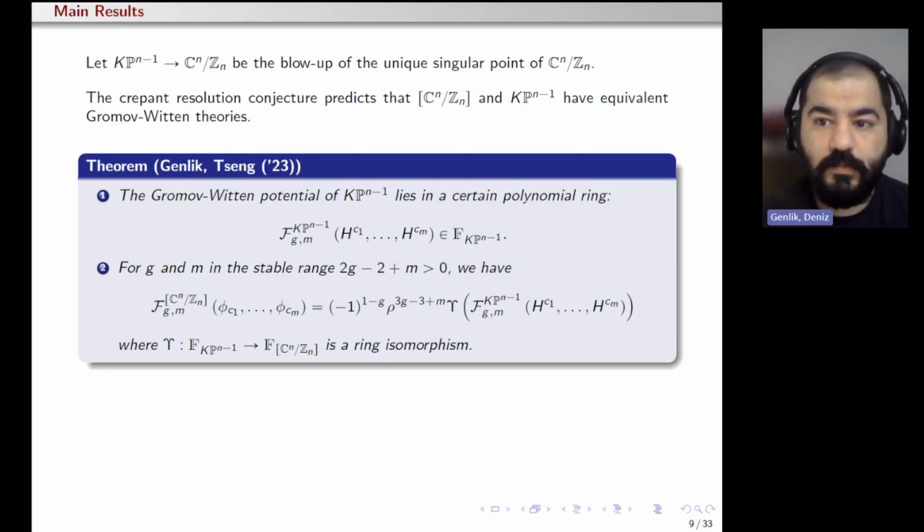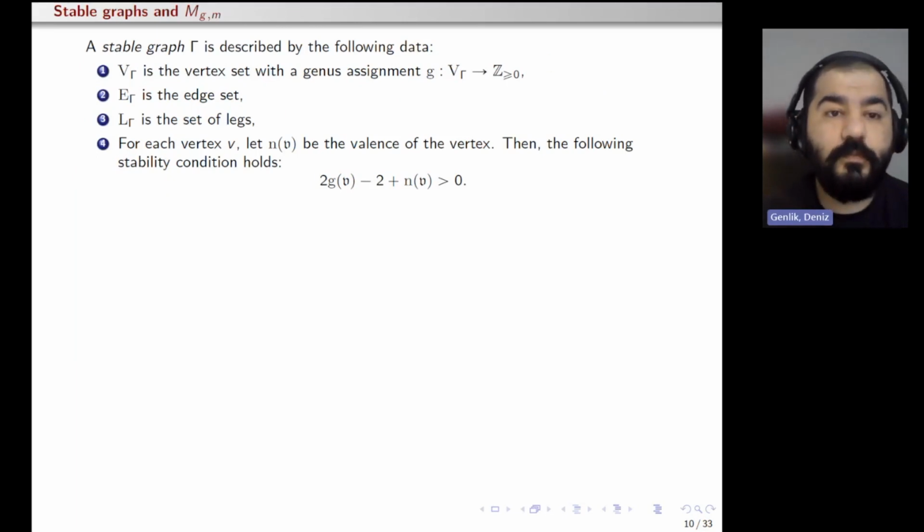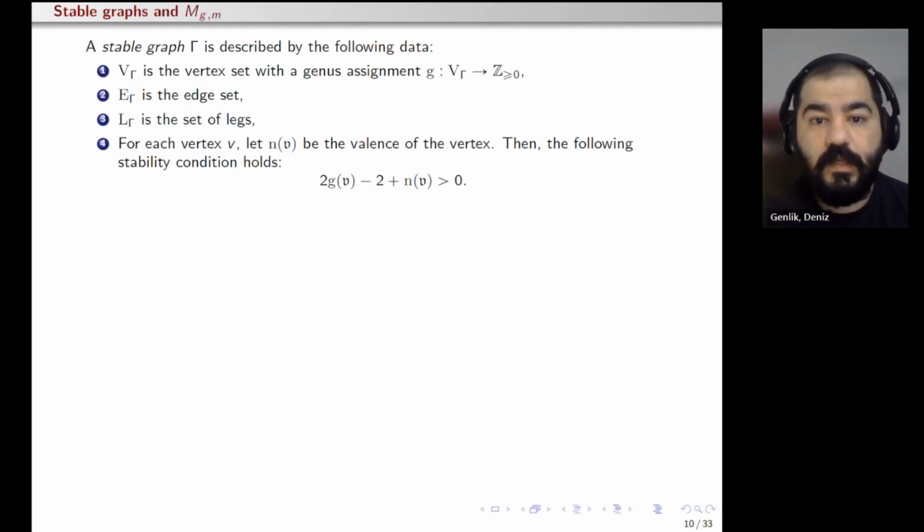Okay, if no questions, let me go further. It's written here M_{g,n} bar, but I think the bar is not shown in the title somehow. Anyway, probably most of you know that stable graphs and M_{g,n} bar have a strong connection, because the points of M_{g,n} bar are stable curves. If you take a curve, you can take its dual graph, and for M_{g,n} bar this dual graph has some more decoration and is called a stable graph. It has a vertex set, edge set, and leg set, and for every vertex we have a genus assignment and a stability condition, which comes from the stability condition of the moduli space M_{g,n} bar.